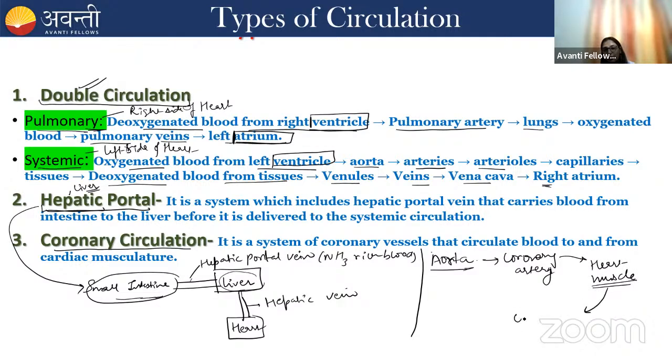Now the coronary vein will carry the deoxygenated blood from the heart muscles. Coronary veins will give the deoxygenated blood to the coronary sinus, which, I told you, is a cavity or space in the right atrium, and the coronary sinus will give the deoxygenated blood to the right atrium. So this is the circulation in the heart. So it is coronary circulation, which circulates the blood to and from the cardiac muscles.